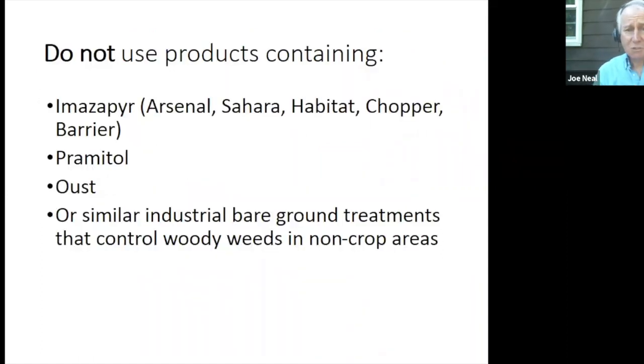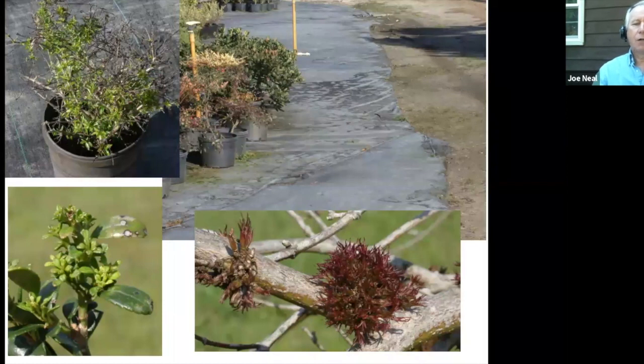You will not see fact sheets on these herbicides that we say do not use. Unfortunately, growers have sometimes used these products that contain broad spectrum bare ground industrial type herbicides, and we just don't recommend them. Things that contain imazapyr like Arsenal, Sahara, Habitat, Chopper, Barrier Industrial. We don't recommend Pramitol. Don't use Oust. Don't use a product that is designed for industrial bare ground treatments, or you could end up with crop injury.